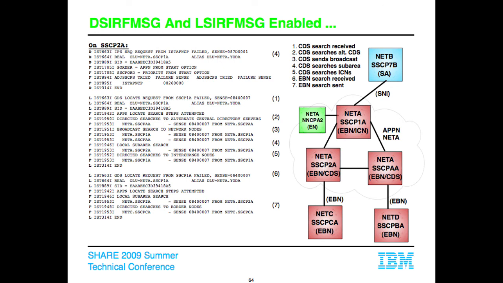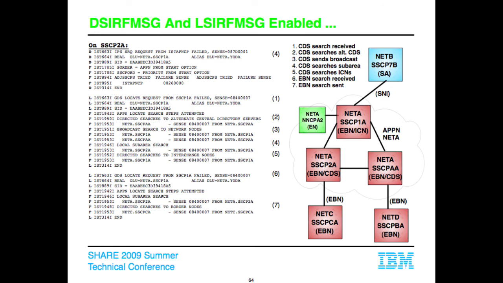So now you can see the central directory server gets the CDS search, queries the alternates, sends the broadcast, searches the subarea network, searches the ICNs, and basically does EBN searching afterwards. But he does that as the origin border node. He has to wait until he gets the peer border node search rather than the CD server search for that. So down here, it's where we got the border node search request in, did a local subarea search, but then also did his search across here to this guy.